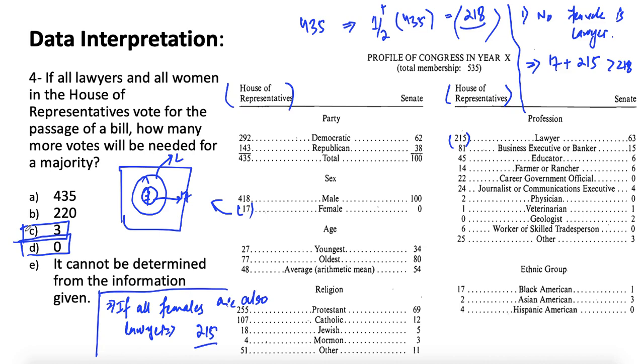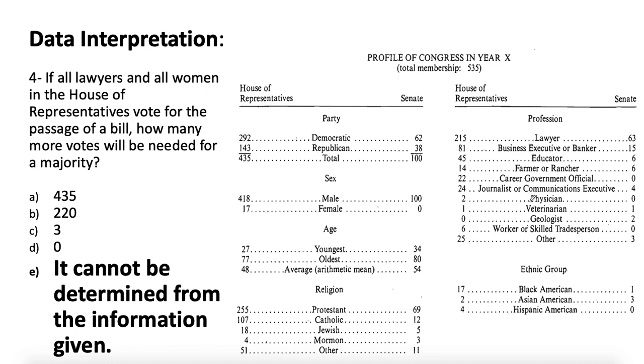So based on the situation, we can't tell the actual number of votes they need, because there could be multiple scenarios. I just took the two extremes, in which all of the females are lawyers, and in which none of the females is a lawyer. So we have two extreme scenarios, and there could be a scenario in between as well. That's why the actual answer to this is option E, which is that it cannot be determined from the information provided. So whenever you see such questions, just think a bit and see all of the possible scenarios.